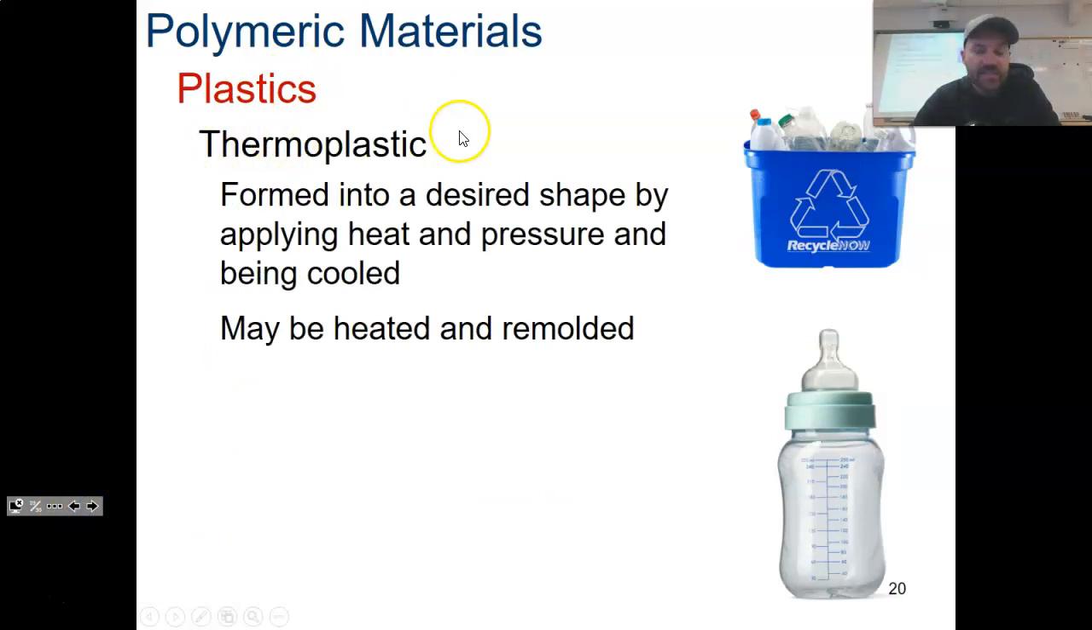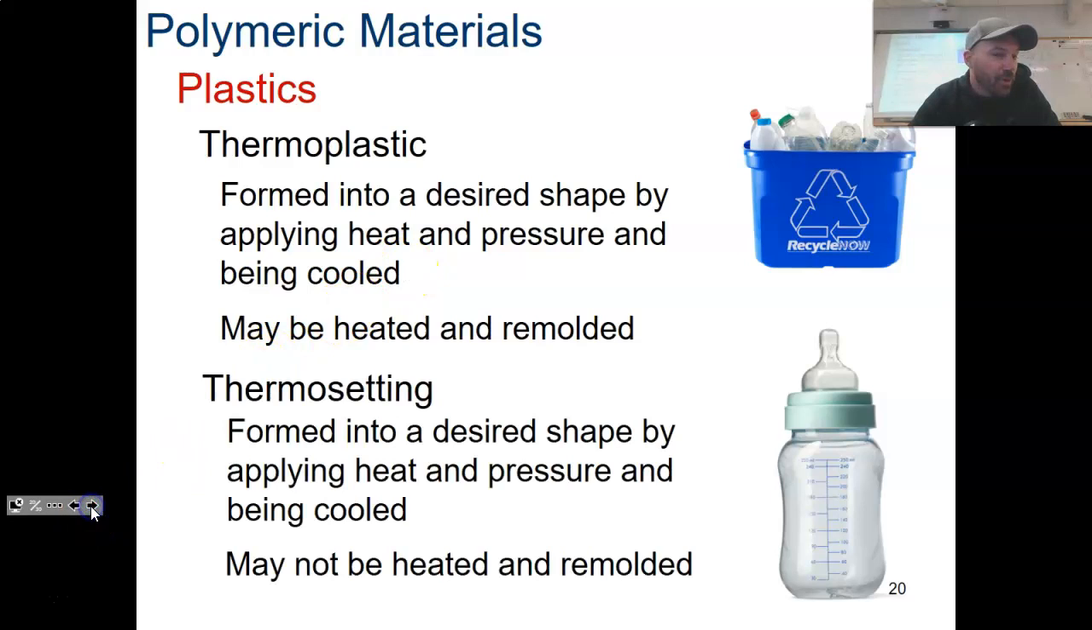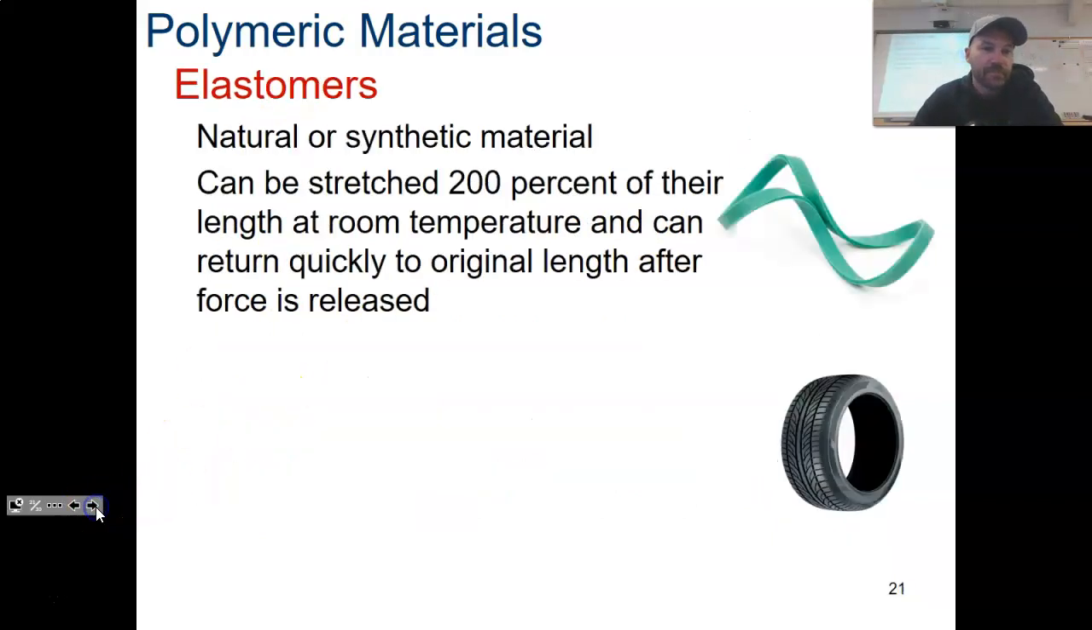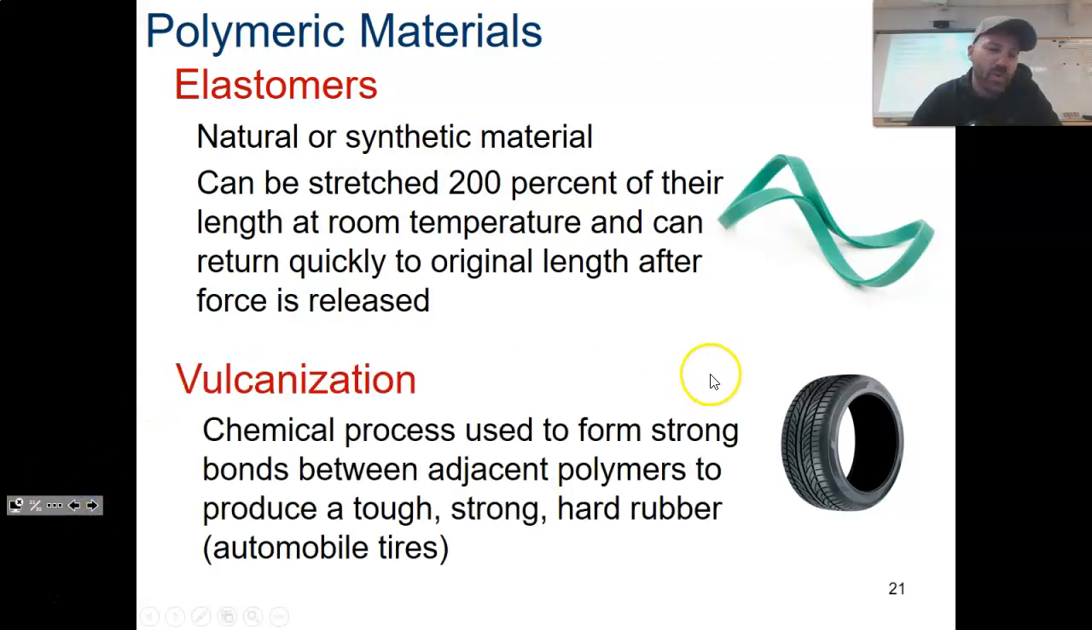Plastics are thermoplastics. You heat them up to make them expand or contract. You can blow mold these things. Some things you can remold, other things you can't, like thermoset. Once you heat it and make it into its shape, it's set. You can't change that. But other things you can melt down and remold again. Thermoplastics, thermosetting. Elastomers are things that are very stretchy. Vulcanization is a way to make really stretchy things very durable. Without the vulcanization process, tires would not be possible.